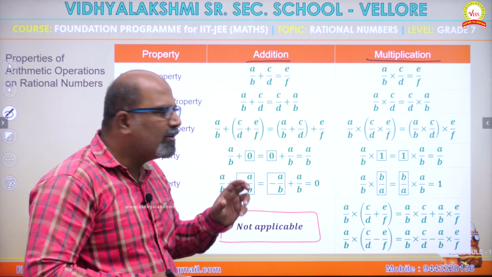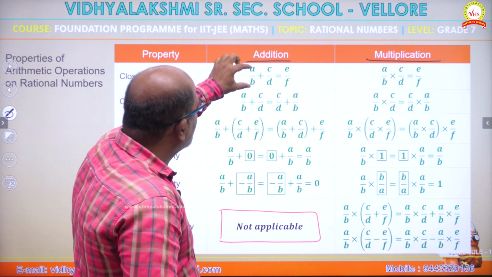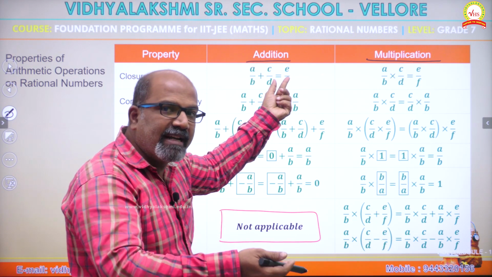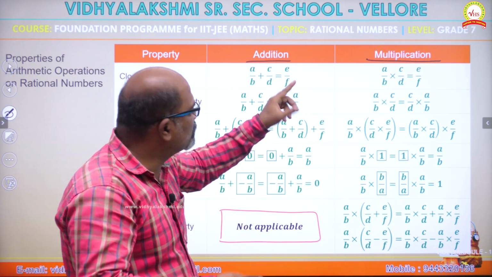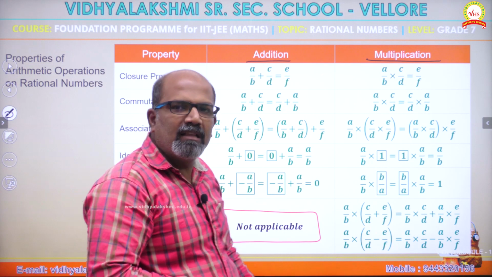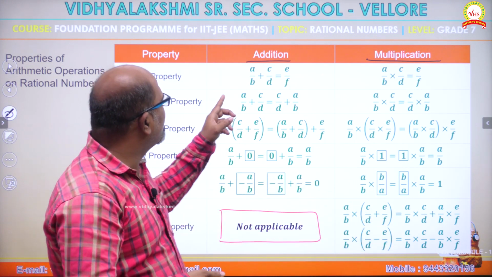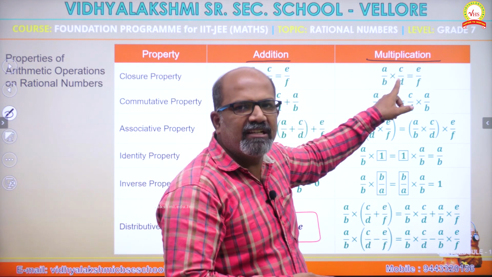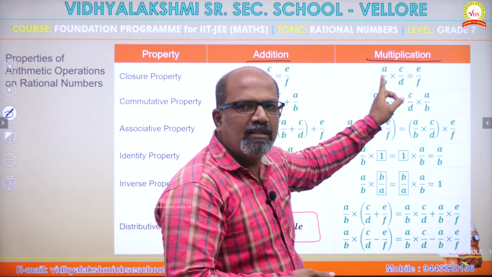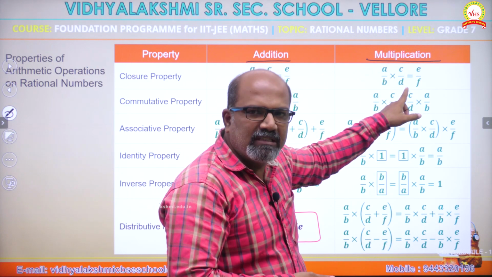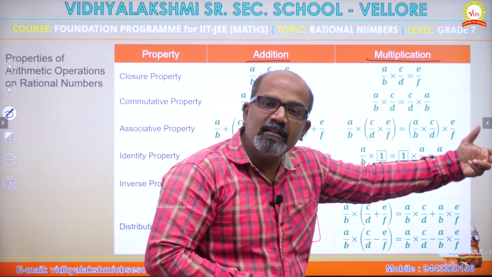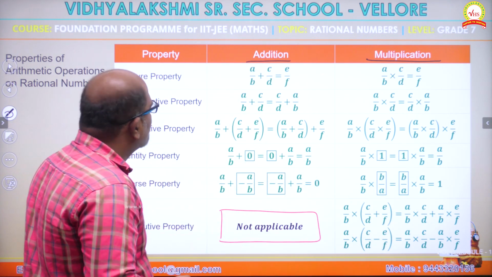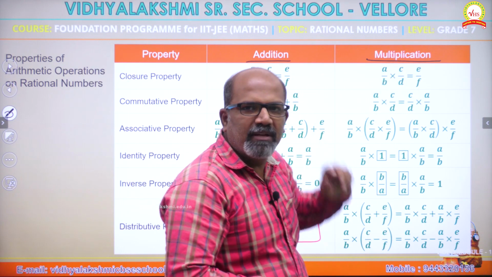What does the closure property tell us? a by b is a rational number and c by d is a rational number. If you are adding these two, we will be getting some other number, so that must also be in the form of e by f. That is, it must be a rational number. Then only we can say that closure property is satisfied. For addition, it will satisfy. In the same way, for multiplication, a by b into c by d, there are 2 rational numbers, a by b and c by d. We are multiplying and getting another rational number in the form of e by f. Then the closure property is satisfied with respect to multiplication.